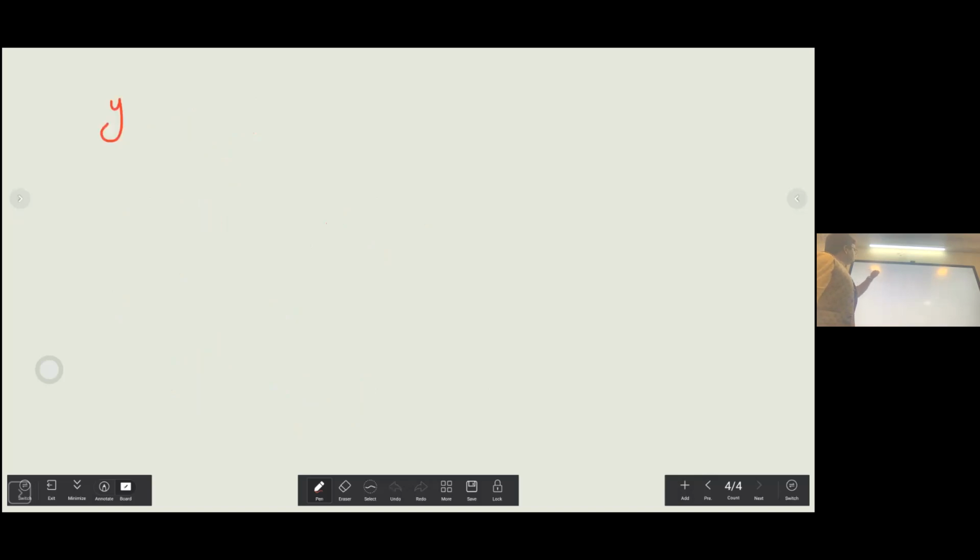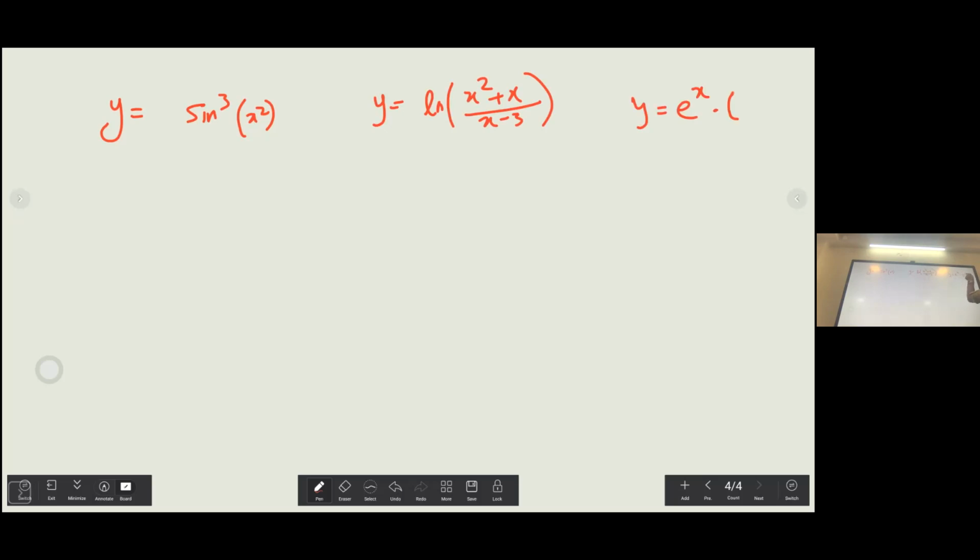Let's say you have y equals sine cube x squared. Suppose I want to differentiate this. Secondly, let's say y equals ln of (x squared plus x) upon (x minus 3). How do we do this? The third one is y equals e to the power x times cos of x cubed. So these are explicitly questions based on the chain rule and product rule. Let's take them one by one.